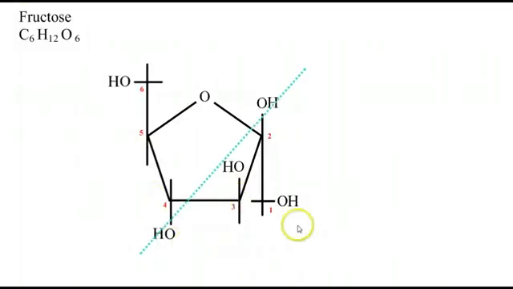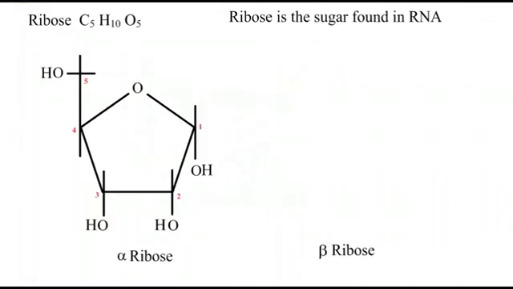down. And because this hydroxyl can be anywhere, it's not actually in the ring. There is no such thing as an alpha fructose or a beta fructose. So it's just fructose. All right, the next pentose sugar we're going to look at here is ribose.